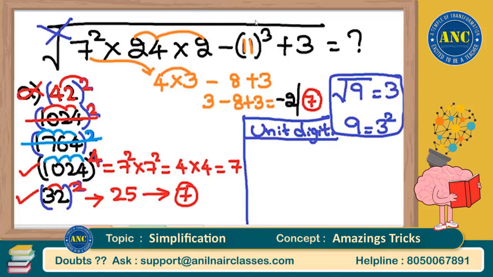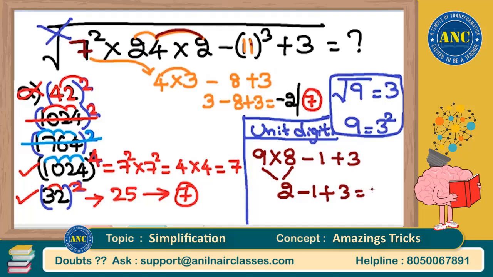Don't use the unit digit in the first three options because they are already eliminated. Only check with the other things. Can I say 7 square is 49? It is 9 into 4 into 2 is 8, it is 8 minus 1, 11 cube is 1, so plus 3, this is what I got. 9 into 8 is 72, 2 minus 1 plus 3, unit digit is 4. But can I say that the unit digit is 4 inside the square root? Inside the square root, it should be 4, right?